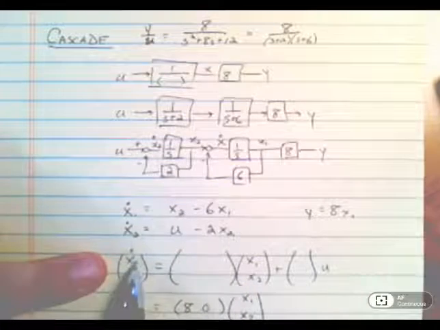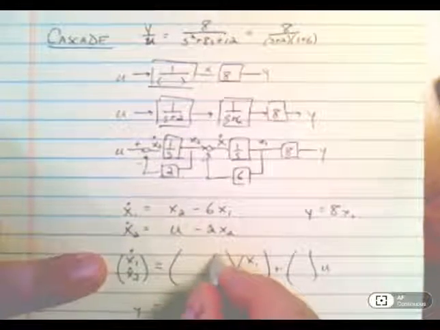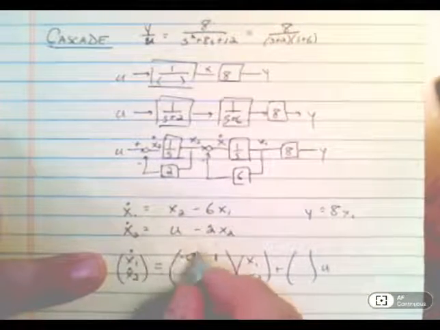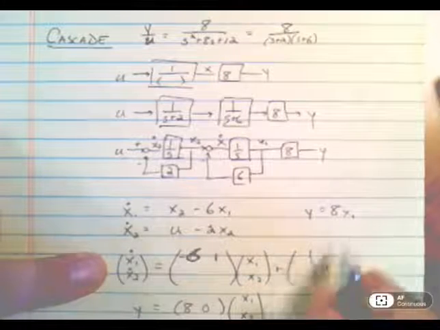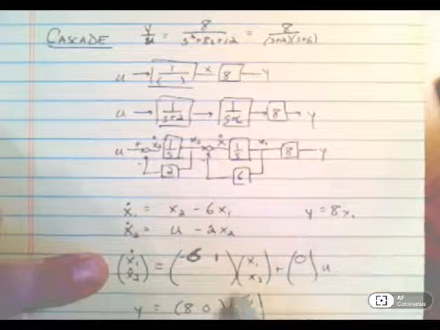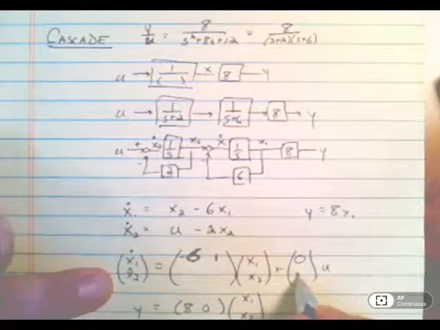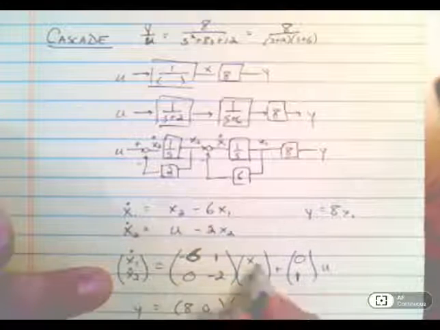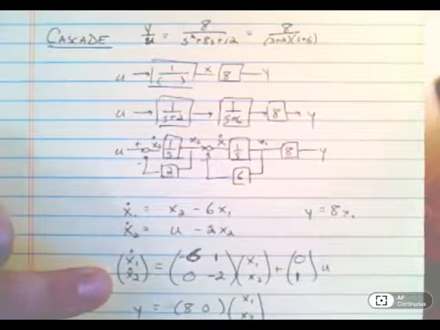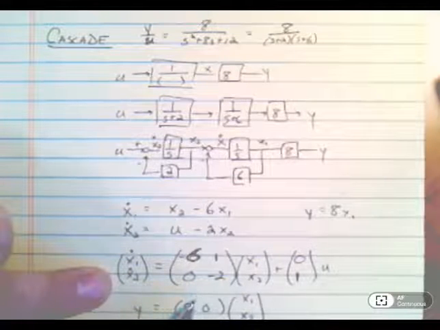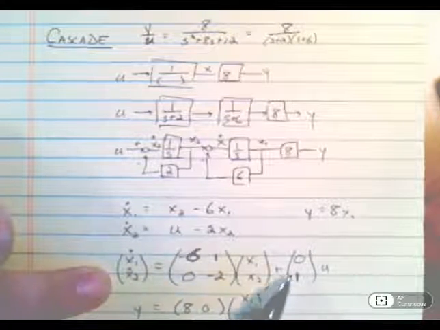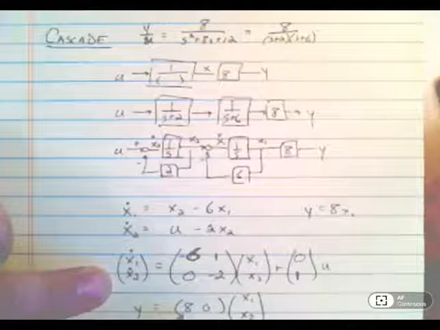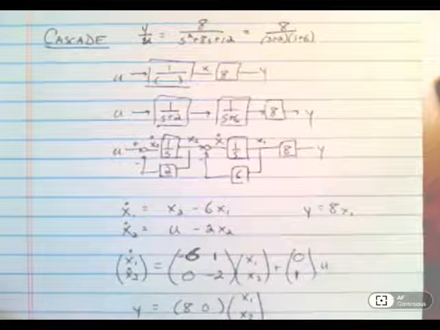For the x1 dot equation, I see I have a 1x2. I don't have any x1s. I'm sorry, I have minus 6x1. So I get a minus 6 there and a 1 there, but I don't have any u's. And for the x2 dot equation, I have 1u, and I have a minus 2 times x2, and I have no x1s. And so I wind up with an effective A matrix of minus 6, 1, 0, minus 2, an effective B vector of 0, 1, and an effective C vector of 8, 0. And that is our cascade form.